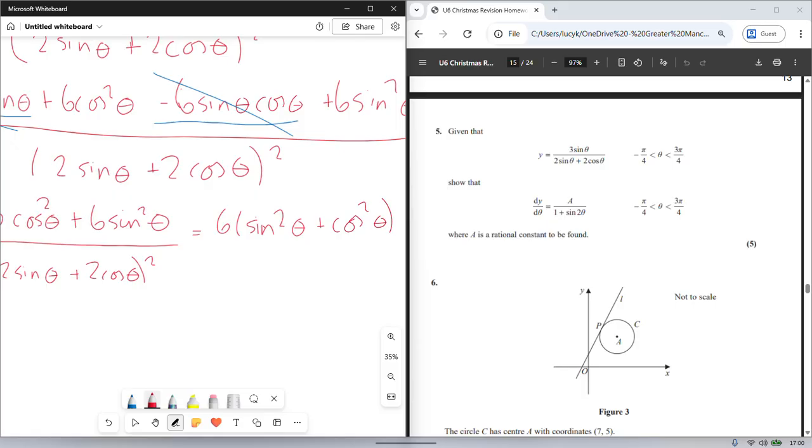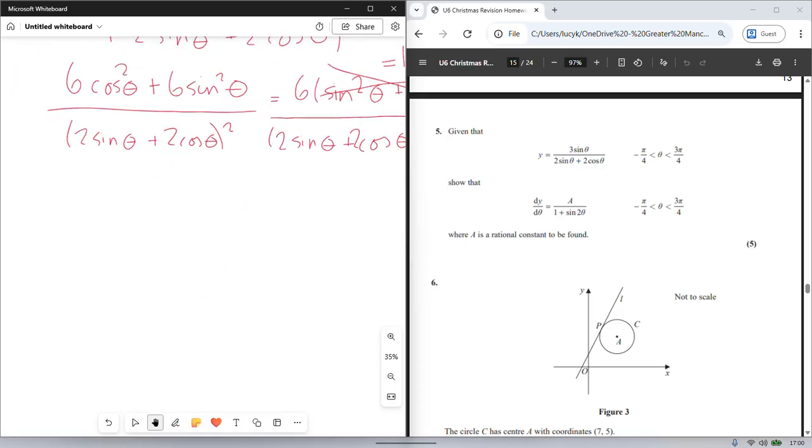So this thing here is just equal to 1. So I'm just going to cross that out. So it's just 6 over that 2 sine theta plus 2 cos theta, all squared. So I think the top bit we dealt with quite nicely. So let's think about this bottom bit.